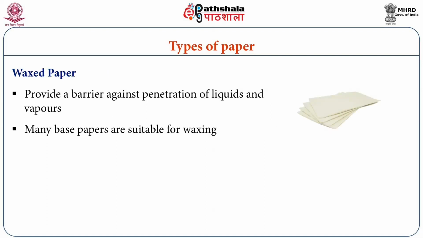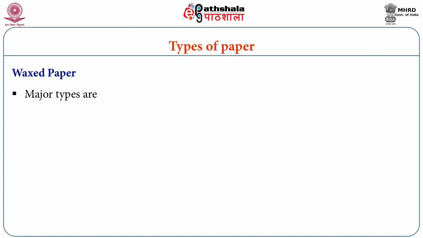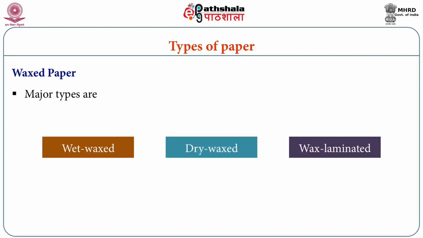Next class of paper is waxed paper. Waxed paper provides a barrier against penetration of liquids and vapors. Many base papers are suitable for waxing, including grease-proof and glassine papers. The major types are wet waxed, dry waxed, and wax laminated. Wax sized papers, in which the wax is added at the beater during the paper making process, have the least amount of wax and therefore give the least amount of protection.